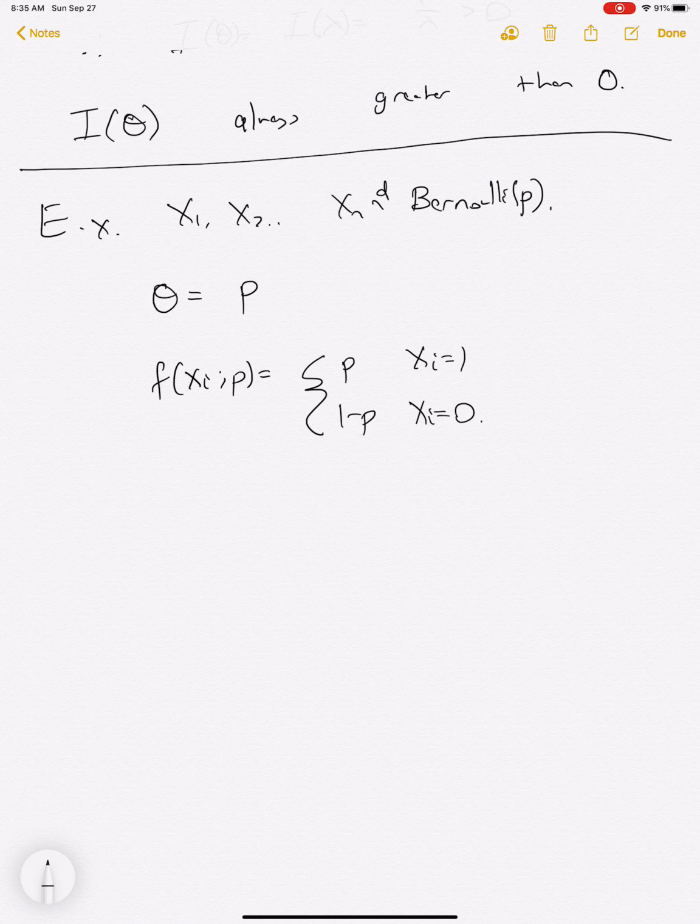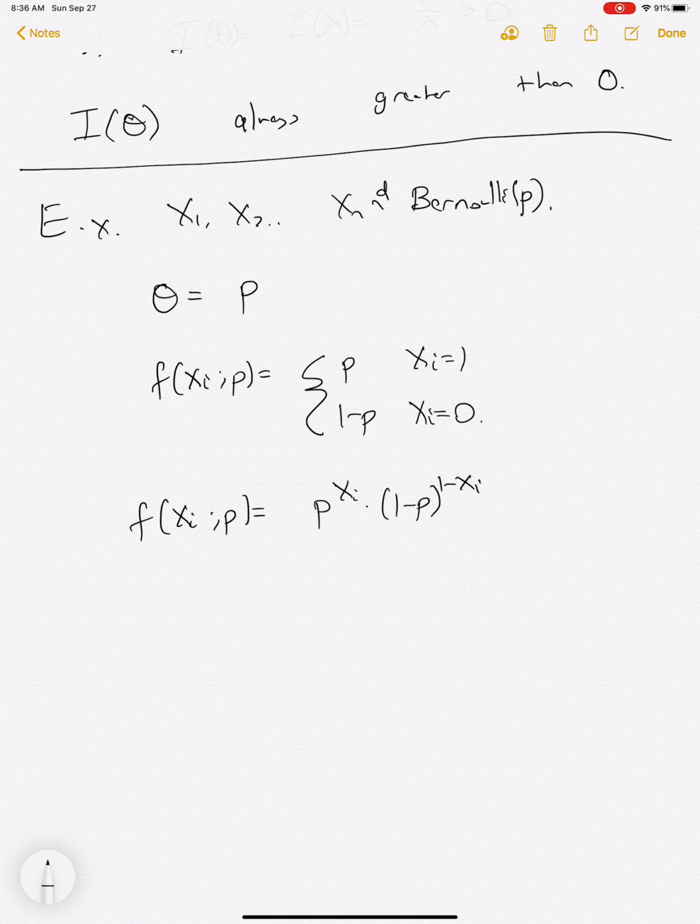Another way to write this, and you can check this yourself, is that this is just p to the power of xi times (1 minus p) to the power of 1 minus xi. The reason is that if you plug in xi equals 0, you just get 1 minus p, because p to the 0 becomes a 1. And if you plug in xi equals 1, the 1 minus p disappears because you're getting (1 minus p) to the 0, and p is to the power of 1.